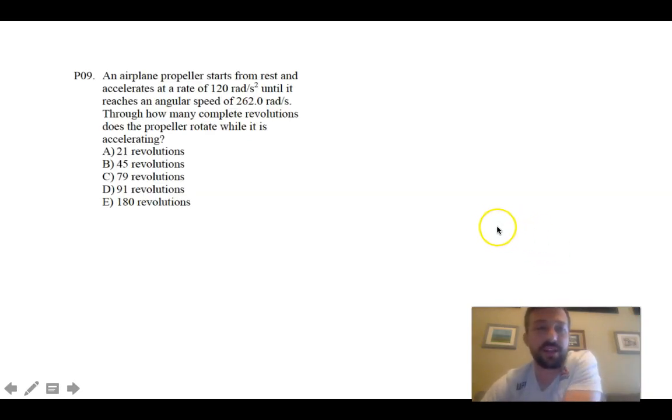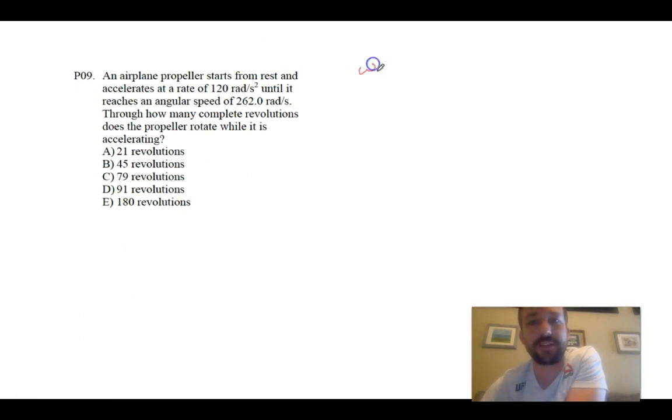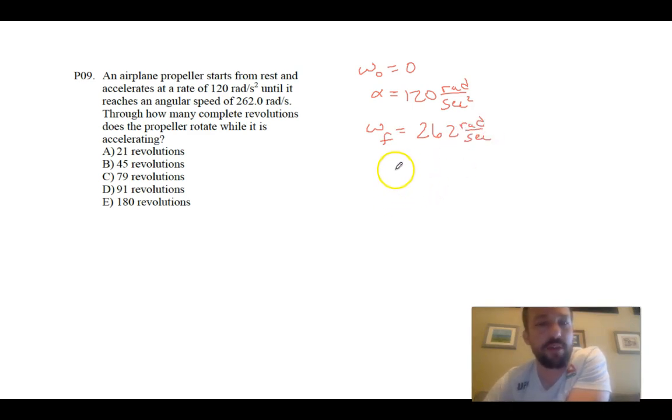Okay, next one, an airplane propeller. Pause it, give it a try. Starts from rest and accelerates at a rate of 120 radians per second squared until it reaches an angular speed of, I'm assuming that's the final, 262 radians per second. Through how many complete revolutions did the propeller rotate while it's accelerating? Look at what it wants. It wants how many complete revolutions, okay?